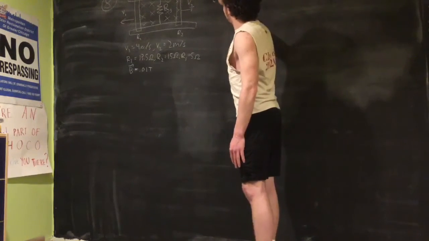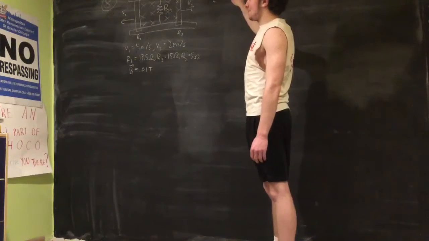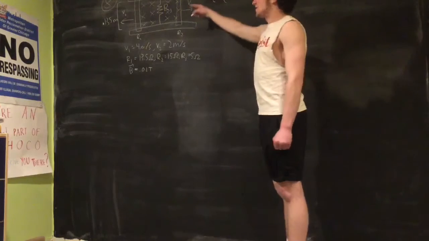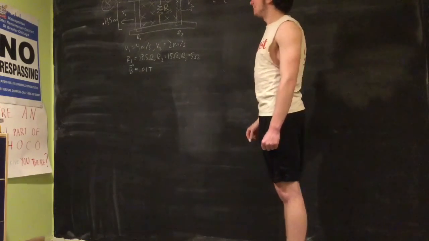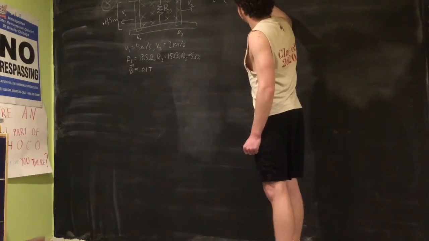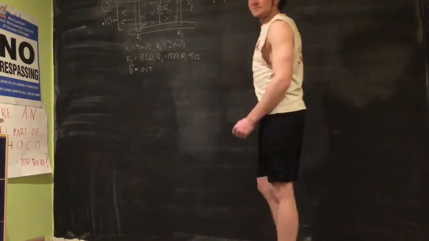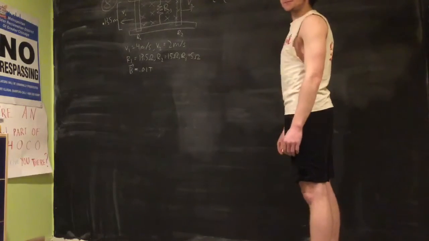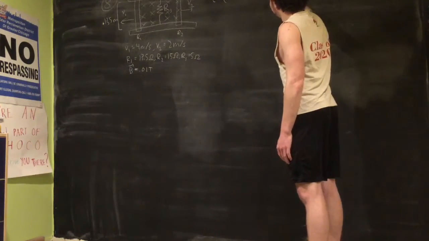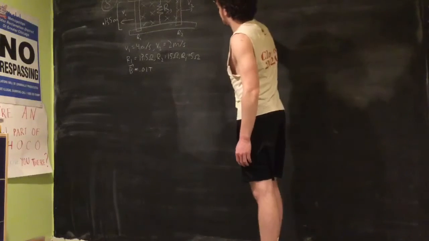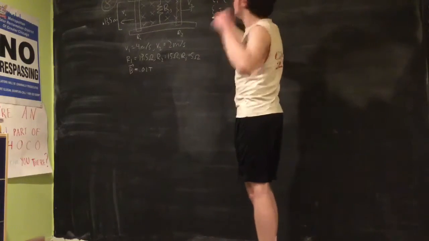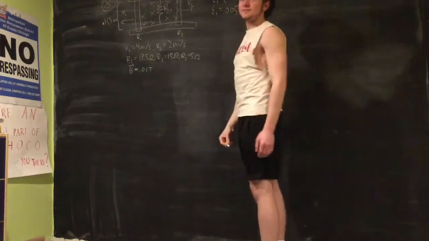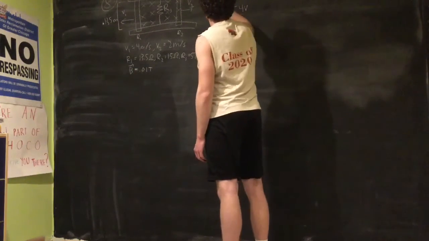So what's B? 0.01 T. How long is the rod? 0.135 meters. And what's the velocity on rod number 1? 4 meters per second. So it's 0.0054 volts, right? That's helpful. We'll box that.